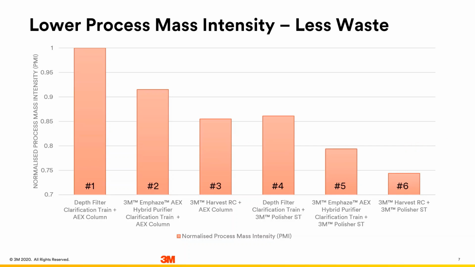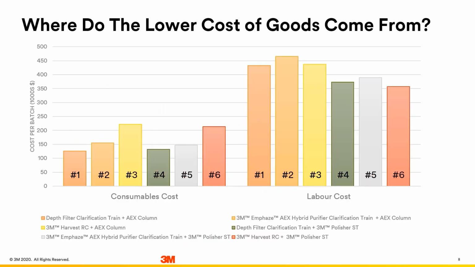Consumables cost, labor cost. So let's take a look at where the lower MAB costs of goods come from. So Biosolve considers consumable costs, labor costs, capital costs, material costs, and other costs. And these together form the cost of manufacturing a batch. In terms of the capital costs and the material costs and the other costs, those essentially didn't change between the 6 different processes modeled. So I haven't presented them here.